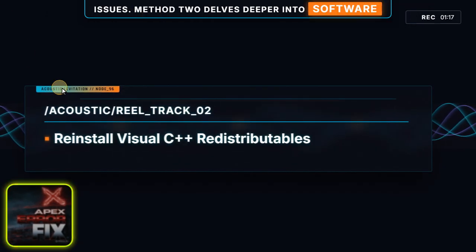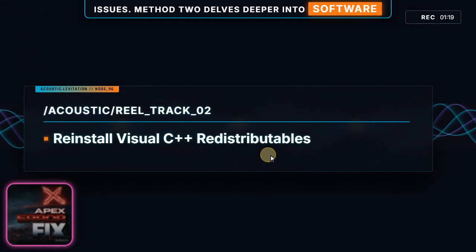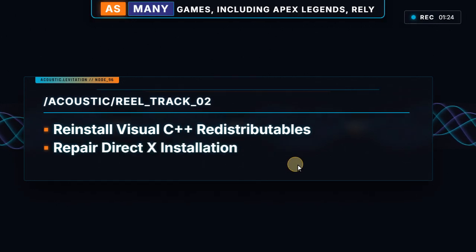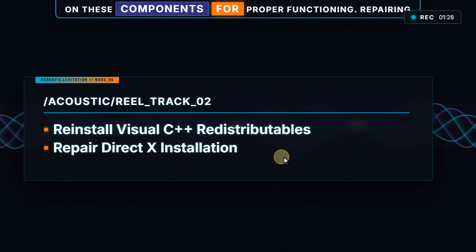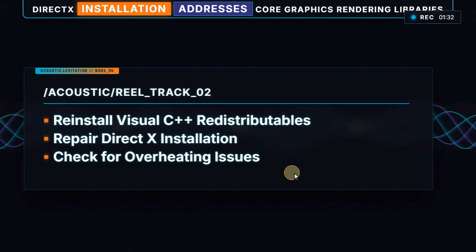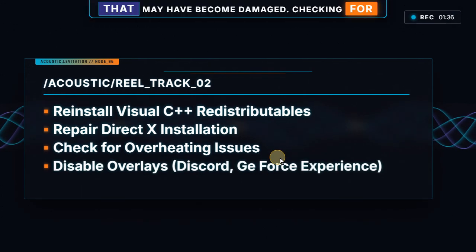Method 2 delves deeper into software dependencies. Reinstalling Visual C++ redistributables is vital as many games, including Apex Legends, rely on these components for proper functioning. Repairing DirectX installation addresses core graphics rendering libraries that may have become damaged.